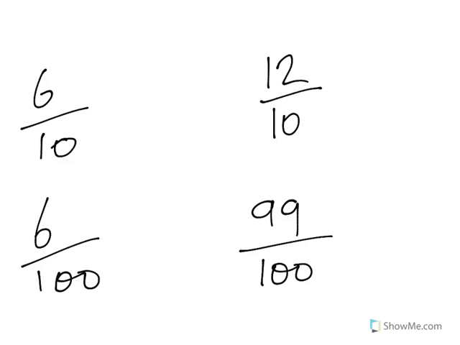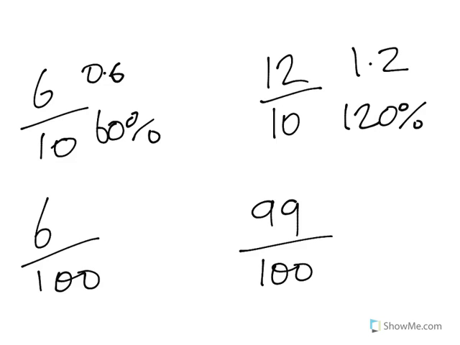it into decimals because 6/10 should be 0.6. You should see that straight away. And it's also worth 60%. 12/10, well, that's a top-heavy fraction, but it should still be easy to convert to 1.2 or 120%. 6/100 works similarly easily, 0.06, and that is worth 6%.